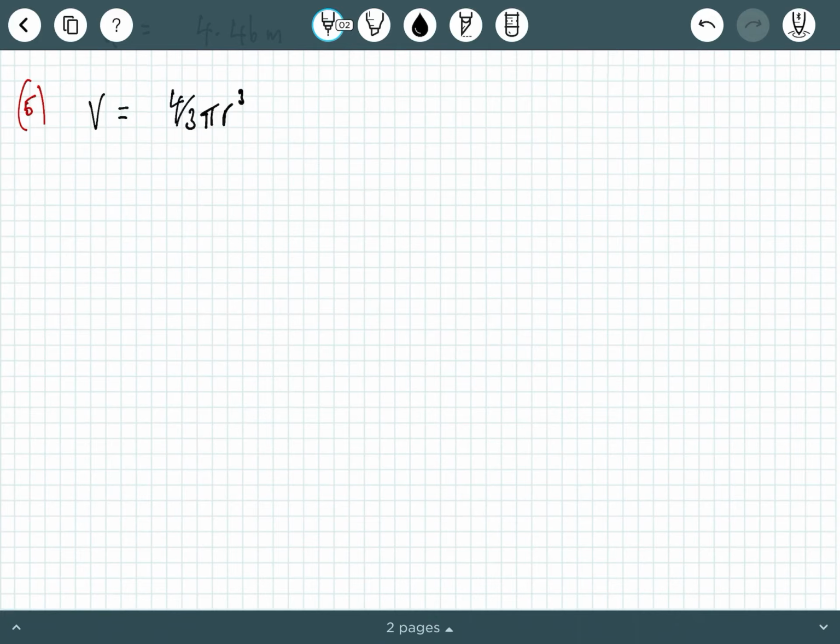Okay, what do we need to make that formula work? Well, we know 4/3 is 4/3. We know what pi is. It's 3.14, and so on and so forth. So what we need is r. Once again, we need to find out what the radius is. And what information have they given us?